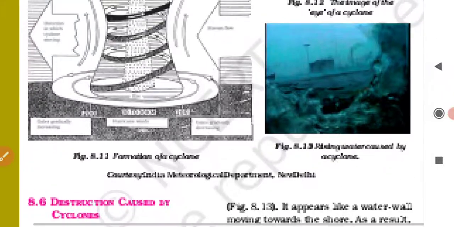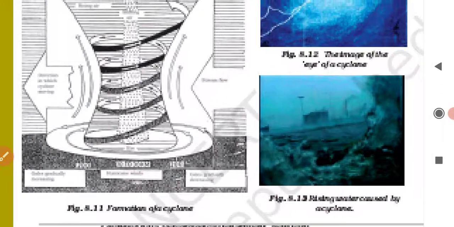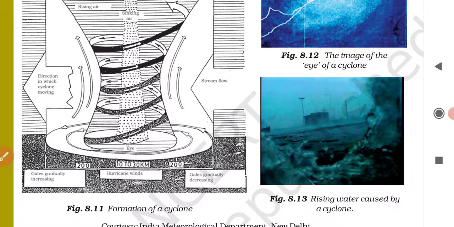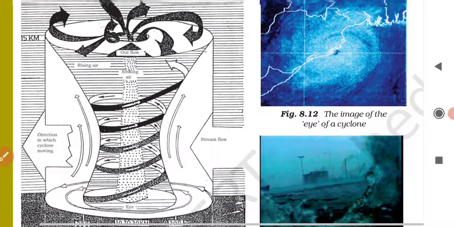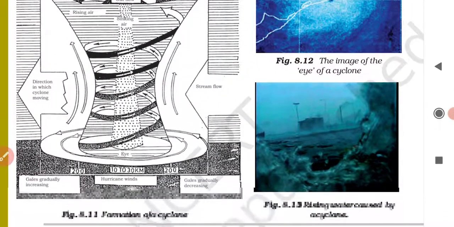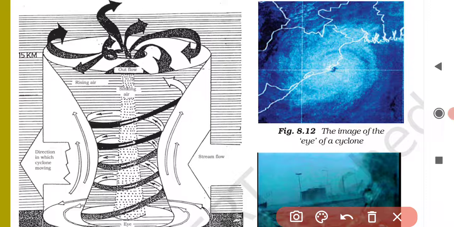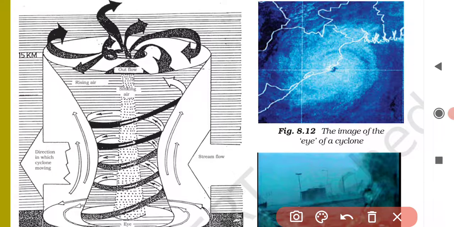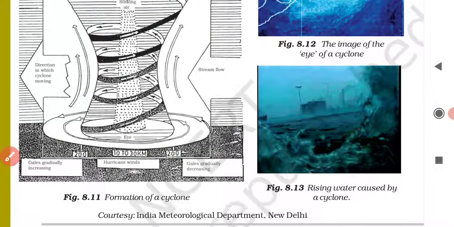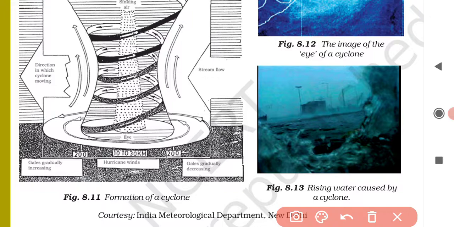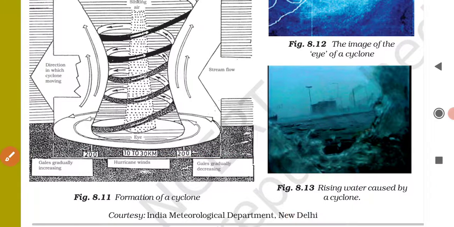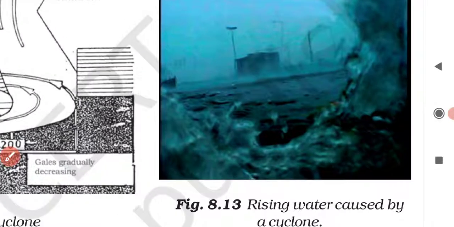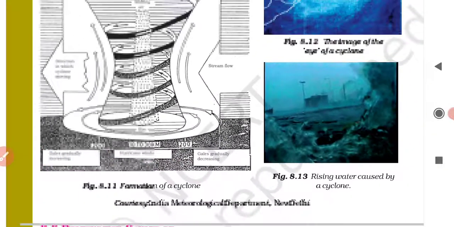Okay, so these are some of the pictures which show the formation of a cyclone and the eye of the cyclone. This is the picture of a cyclone, and this is the eye of the cyclone in the center. And here, rising water caused by a cyclone. If you see it deeply, you can visualize it.